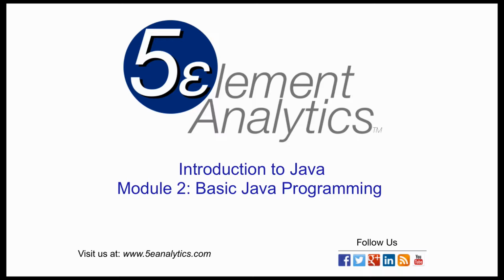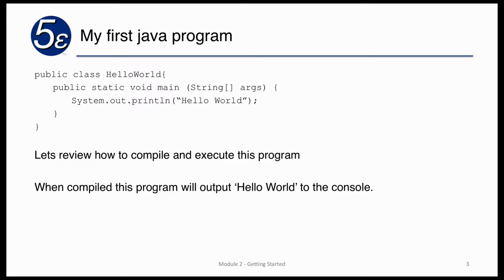Hi, so here in Module 2, we're going to extend some of the basics that we had started with, and we're just going to work a little bit with the System.out.println, compiling our code, and introducing the notion of arguments. So here was our first Java program, the Hello World that we had from before. So let's review how to compile this application and see what it does.